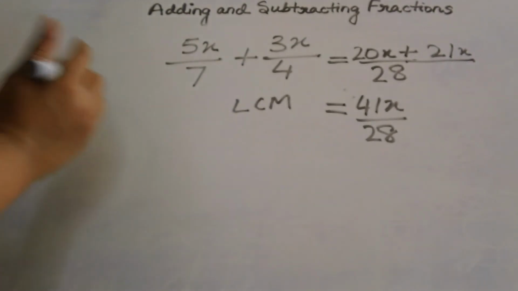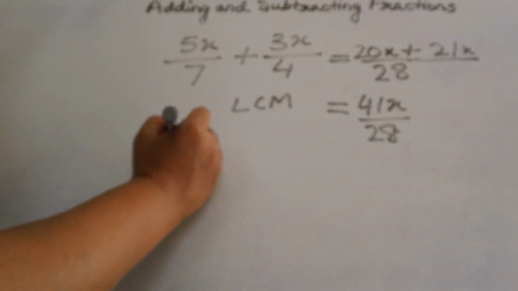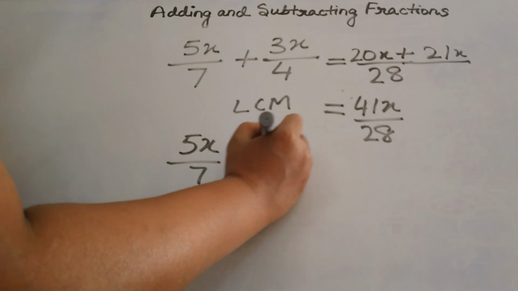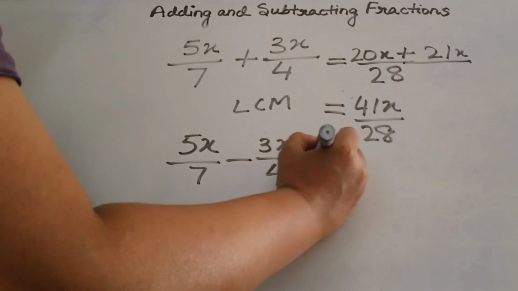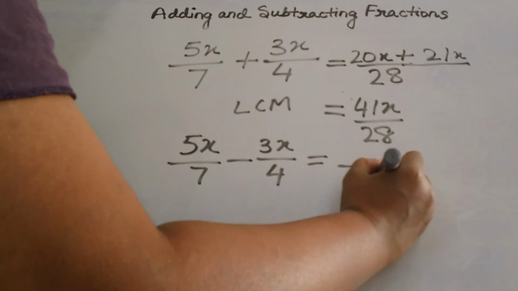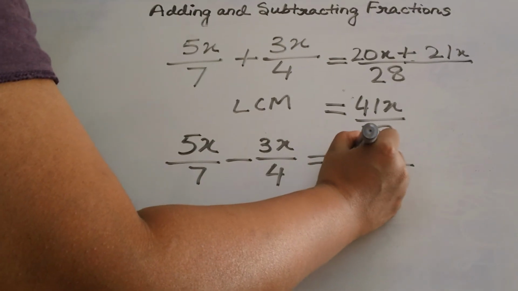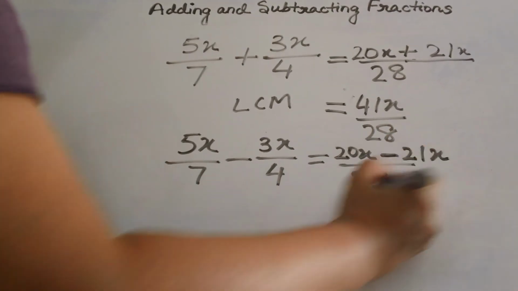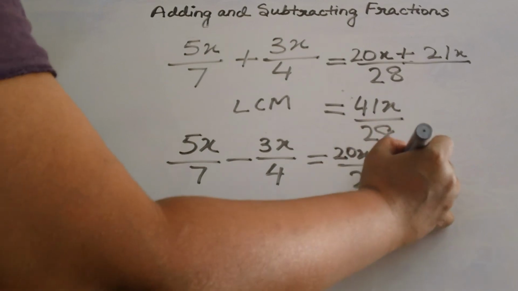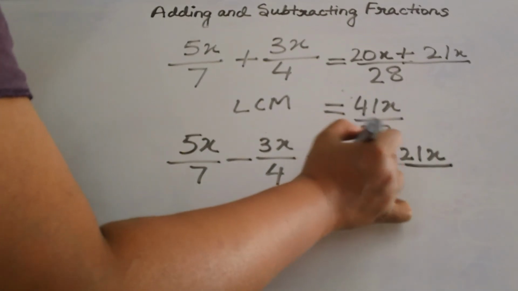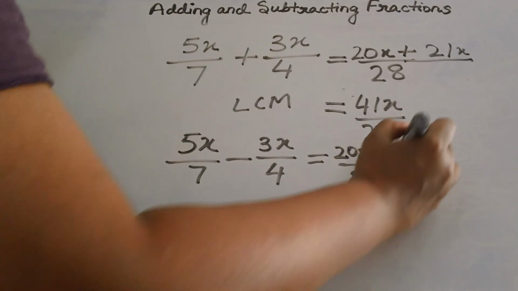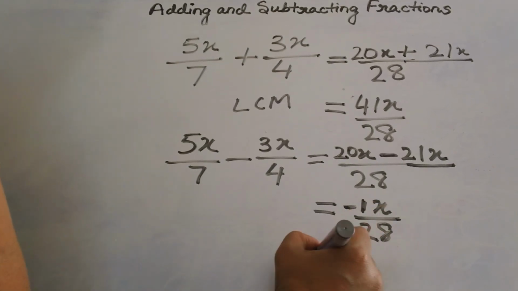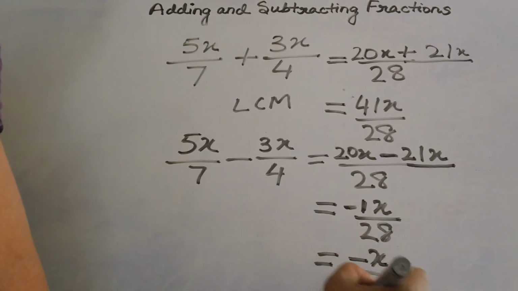Now let's try to subtract when the denominator is not the same. So if we take this same example, 5x by 7 minus 3x by 4, then this is 28, the least common multiple. This was 20x, and instead of plus we are going to write minus 21x. Now since this is a bigger number than this, we will subtract 20 from 21 and keep the sign of this, which is minus. So minus 1x by 28, which is minus x by 28.